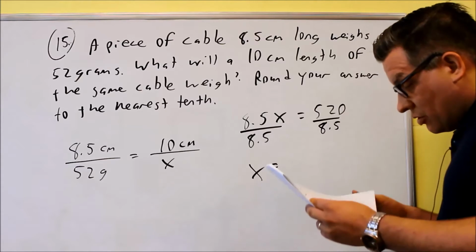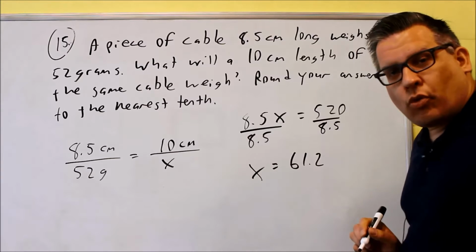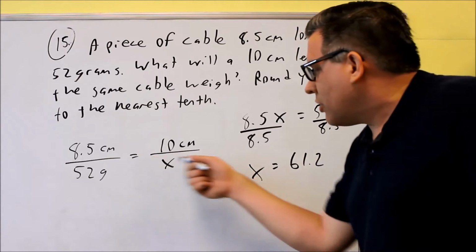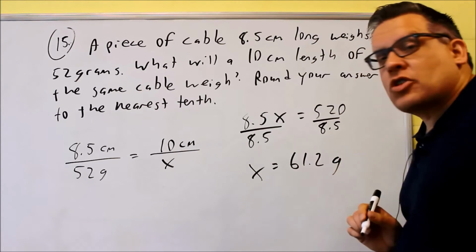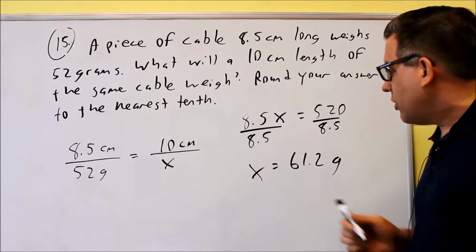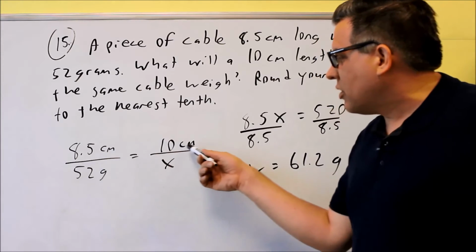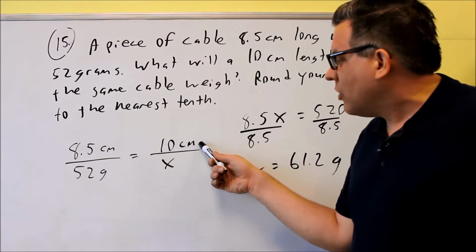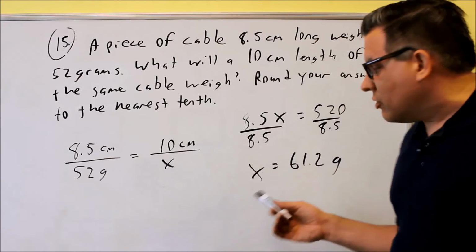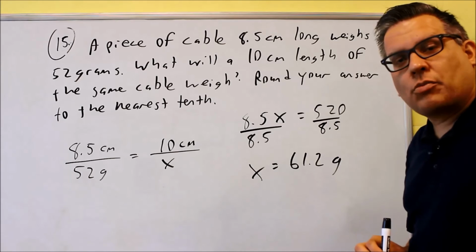So if you put this into your calculator, your final answer should be 61.2, and because that corresponds with grams, I'll have grams as my final answer. So in this case, if I have a 10 centimeter long one, I'll get 61.2 grams. And that makes sense because I'm a little bit larger than 8.5, so I should be a little bit larger than 52, so this answer would make sense. So my final answer, 61.2 grams.